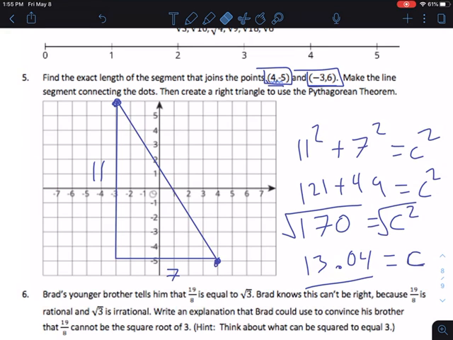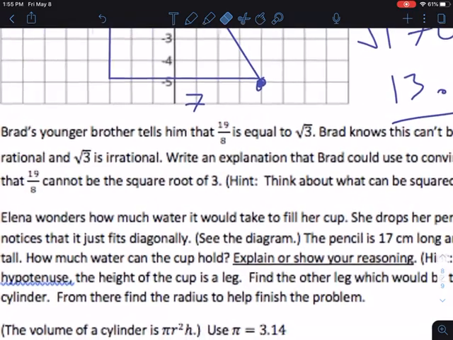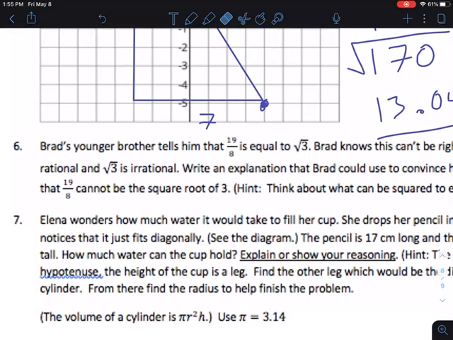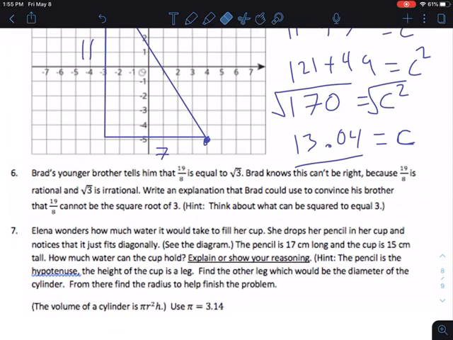All right, let's move on to number 6. Oh, Brad's younger brother tells him that 19 over 8 is equal to root 3. Oh, poor younger brother of Brad. He's got so much to learn in life. But anyway, Brad knows this can't be right because Brad's got the experience. But also because 19 over 8 is a rational number and root 3 is irrational, so they cannot equal the same thing. But also, his brother's young.